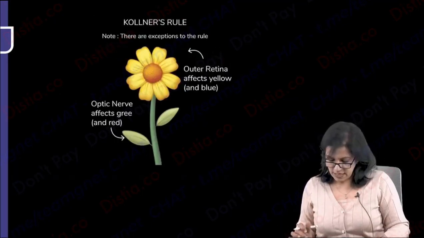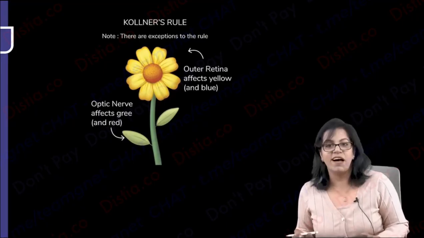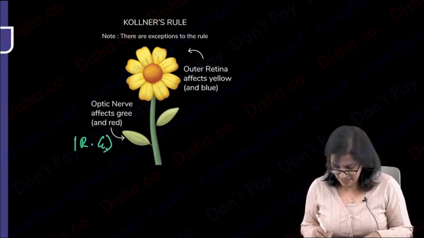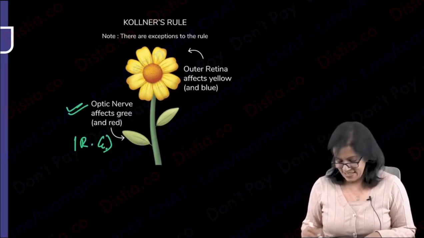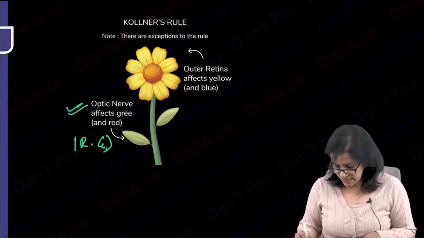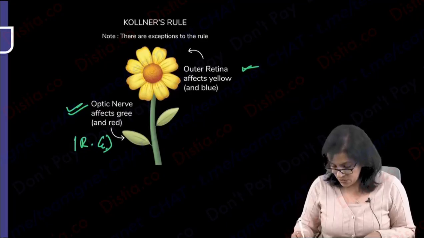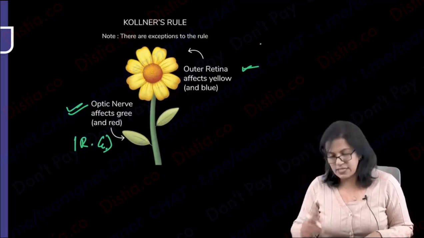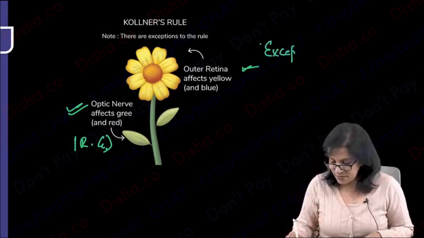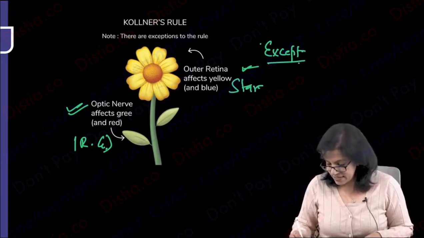The very interesting way of studying Kollner's rule is in this flower. So the leaves which are showing you a red-green defect are mainly optic nerve. It is mainly in optic nerve disease, whereas blue-yellow is mainly in the outer retinal disease. Now let's write the exceptions here. So for the outer retina, generally it is blue-yellow except Stargardt's disease. We are going to learn Stargardt's in detail in your retina. So except Stargardt's disease.